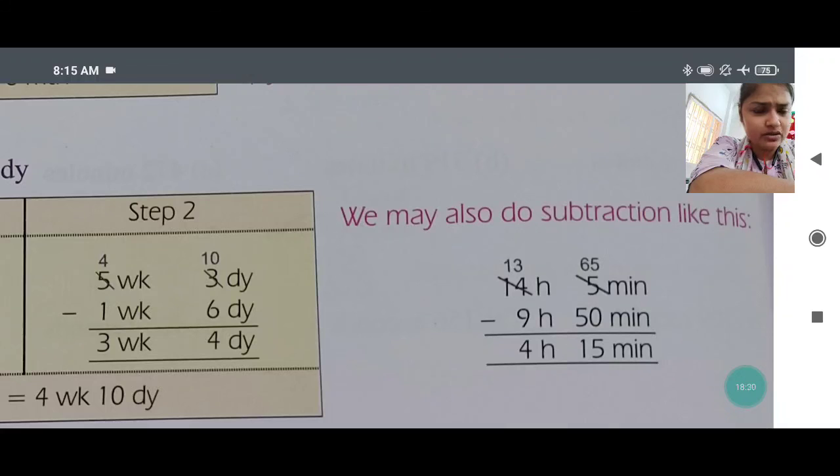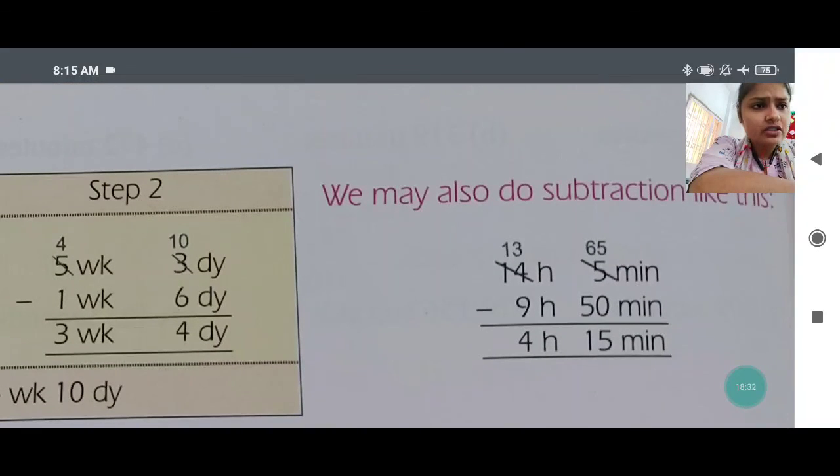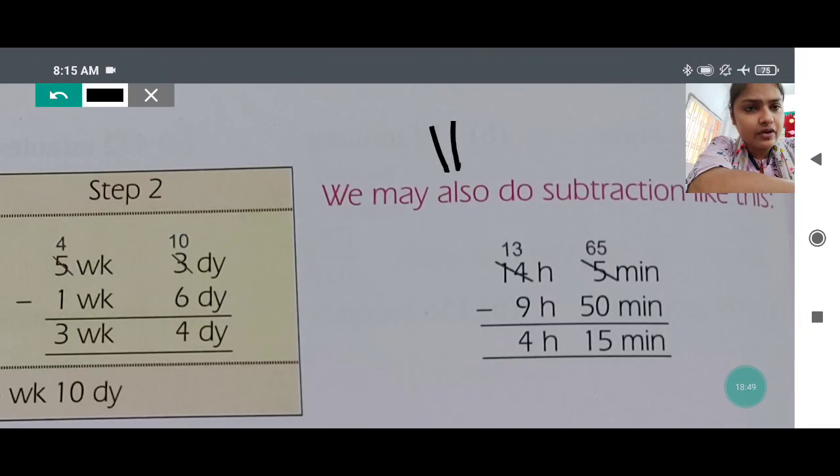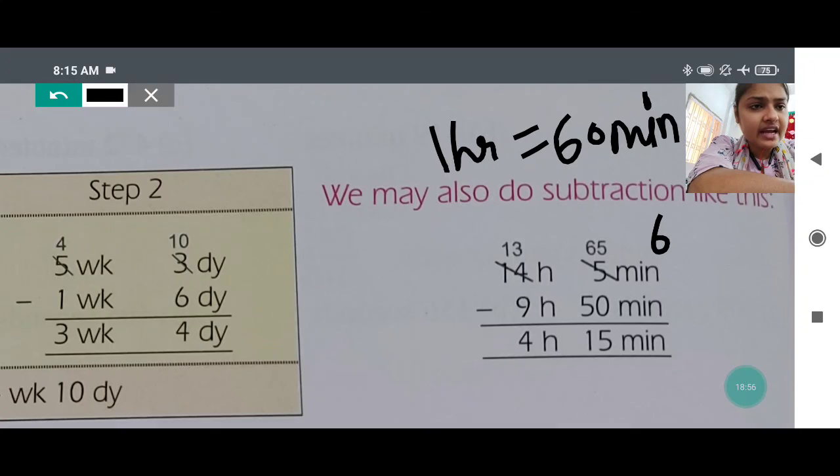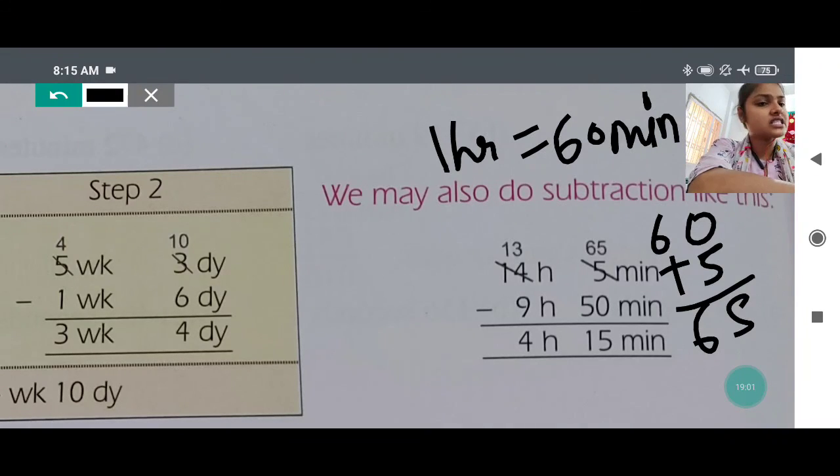I hope you all are able to see now. We have to subtract 9 hours and 50 minutes from this 14 hours and 5 minutes. So what will we do? Is 5 minus 50 possible? No, it is not possible. So we will take one carry from the hour. So 4 will give 1. When I am taking a carry from the hour column to the minute column, we are taking 60 minutes, not 1 hour, my dear. So that 60 will get added with the 5 and it will become 65. And now 65 minus 50 will be 15 minutes.